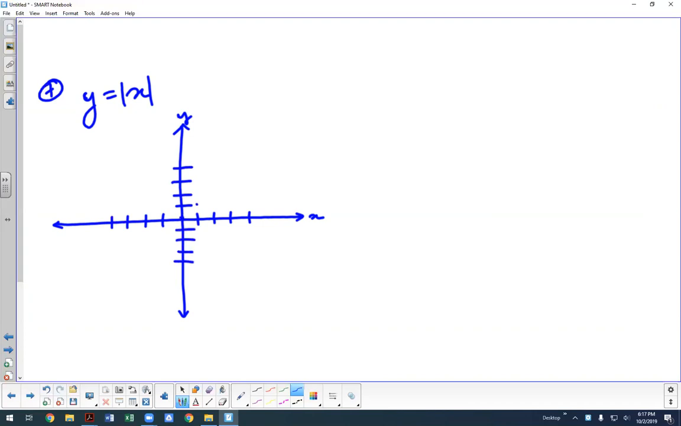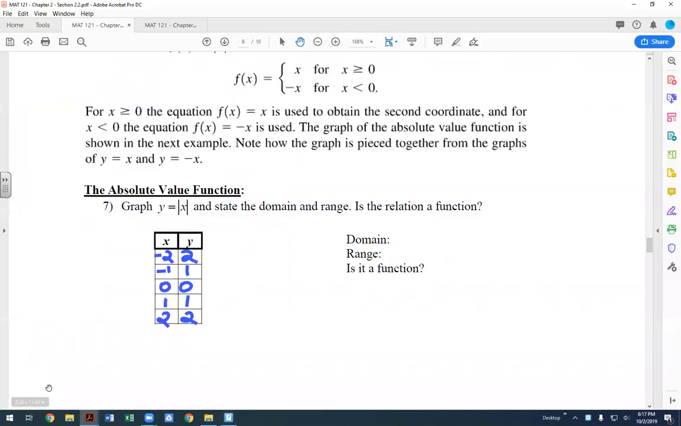You have 0, 0, 1, 1, 2, 2. -1 becomes +1, -2 becomes +2. So is it a function? Yeah, it is, because it is going to pass the vertical line test. So it is a function.